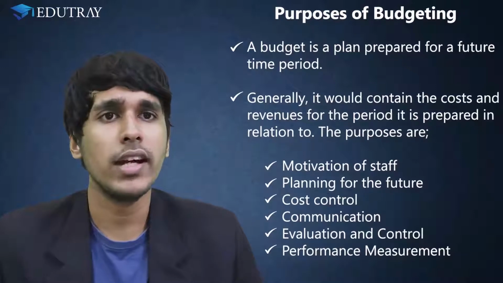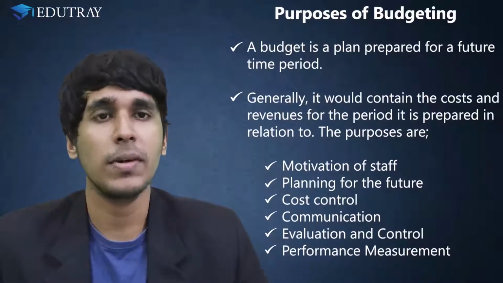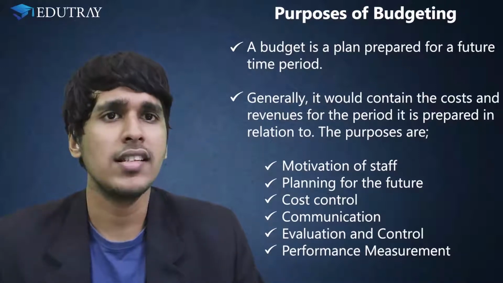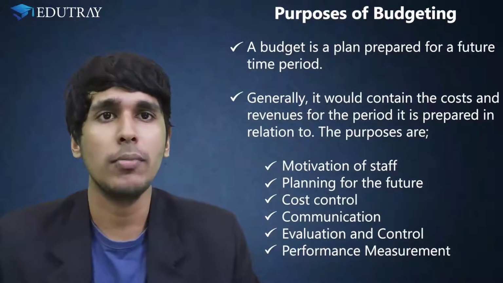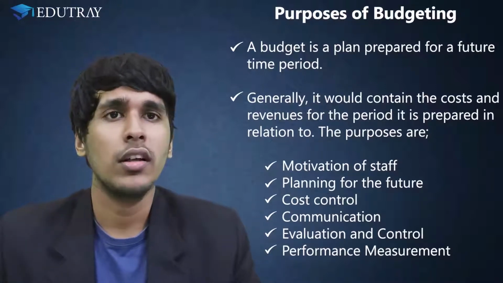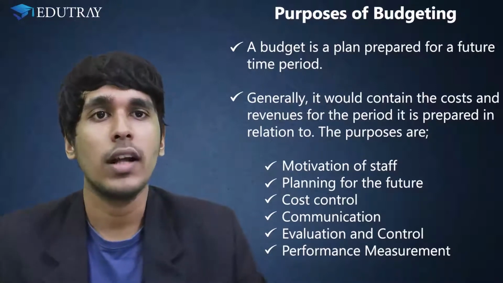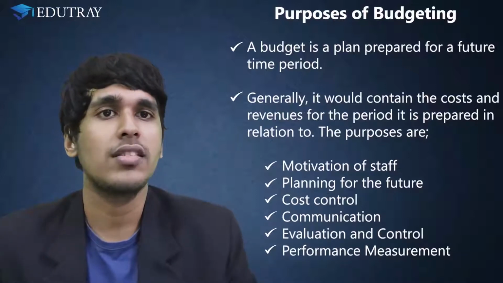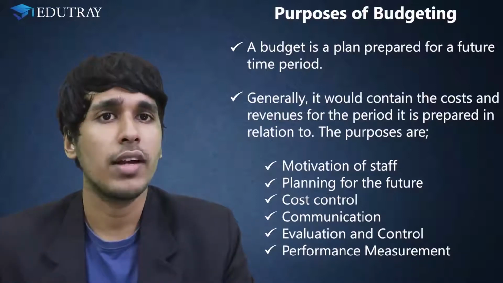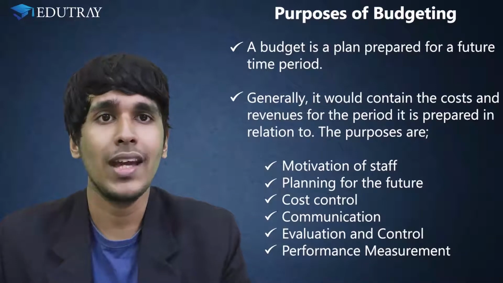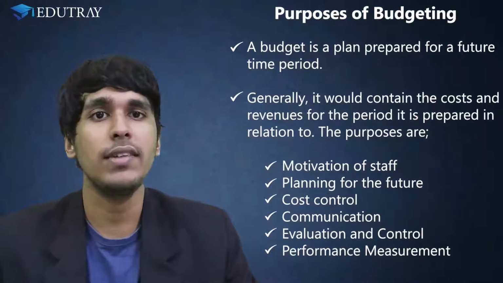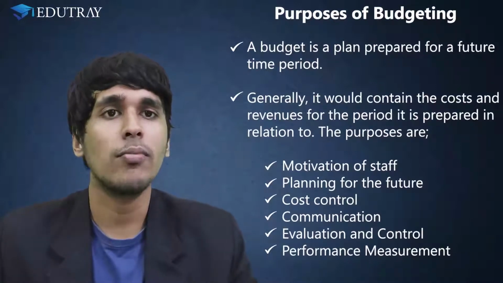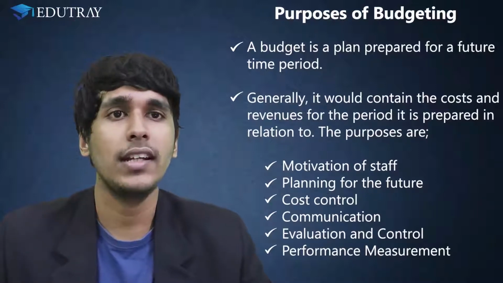Next, it motivates the employees, especially at junior levels. This is since there is a plan and they know what needs to be done. Rather than being told in general what needs to be done, the budget would state, let's say in terms of revenue, this is the revenue that needs to be earned. So they know that they need to work towards achieving this revenue. There is a sort of motivation, because they know that they need to achieve it.